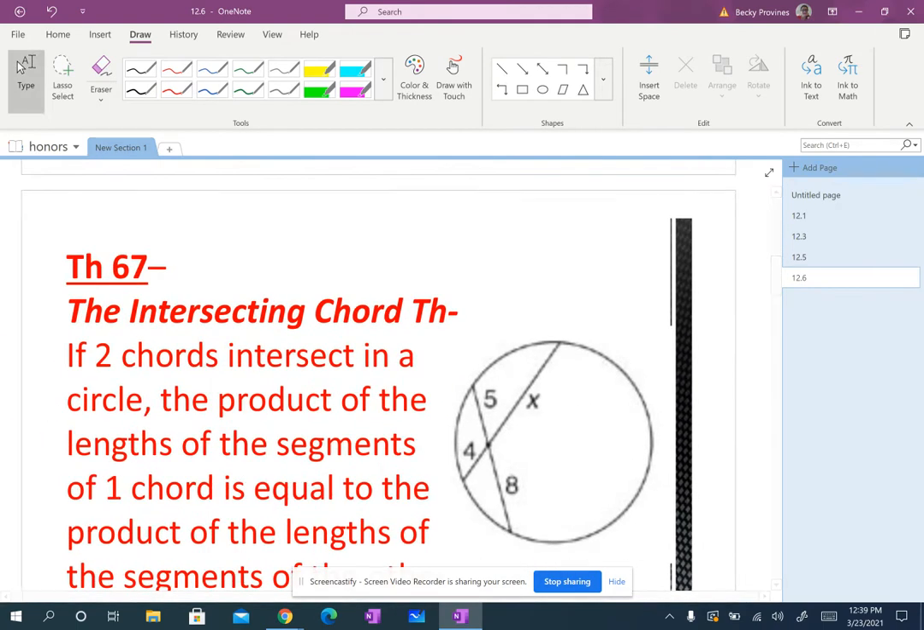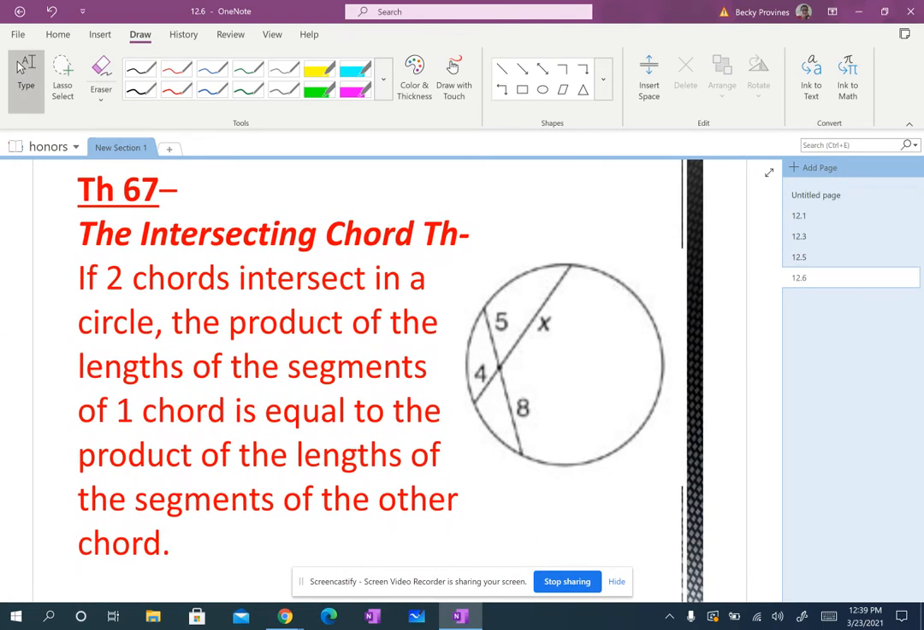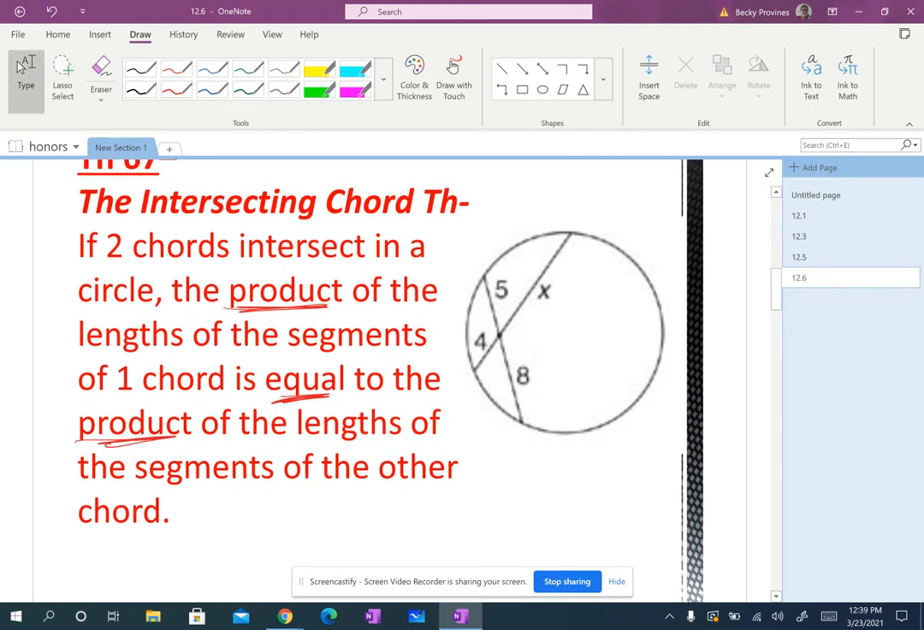Okay. So, the intersecting chord theorem. Now, this is interesting how this works. I really don't understand how it works, but it works and it's really awesome. So it's called the intersecting chord theorem. If two chords intersect inside of a circle, the product of the lengths of the segments of the first chord is equal to the product of the lengths of the segments of the other chord.